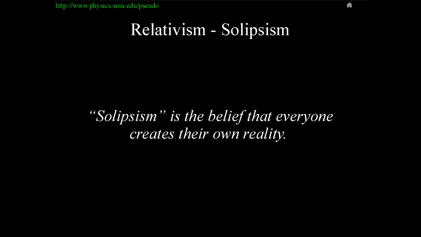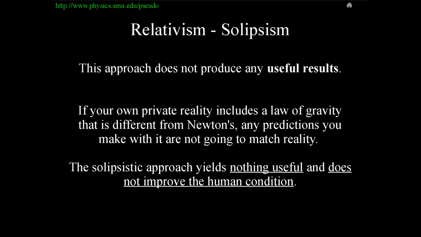Okay? So you might be able to walk on the moon, but because you have a different law of gravity, you're screwed. You're going to miss the moon and go flying off into space. Okay? That's a problem. That doesn't let you really get anywhere. All right? So this approach doesn't really produce any useful results. If you run it to its conclusion, if you tried to build a scientific framework off of relativism, it wouldn't work because you have different rules for everybody. So if your own private reality is different, you have a problem.